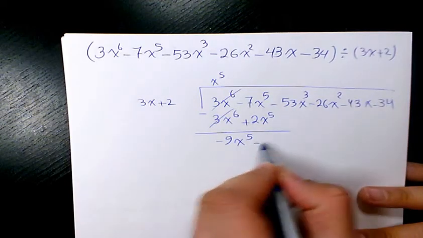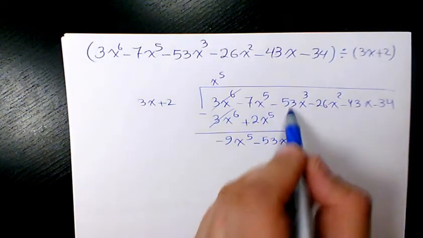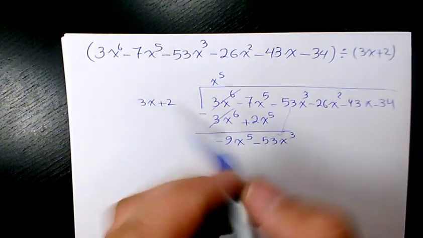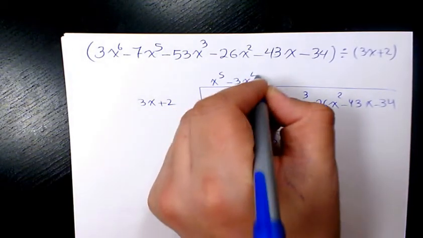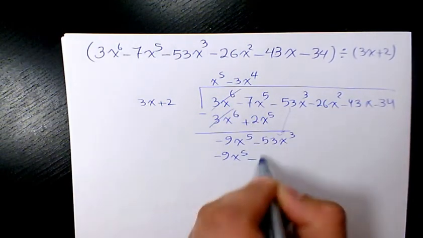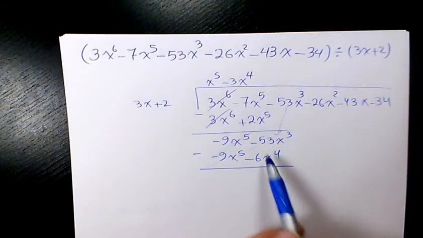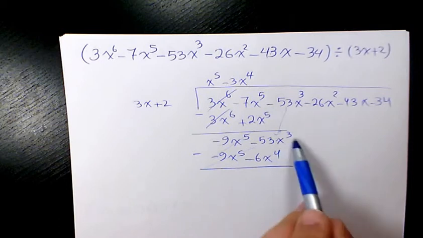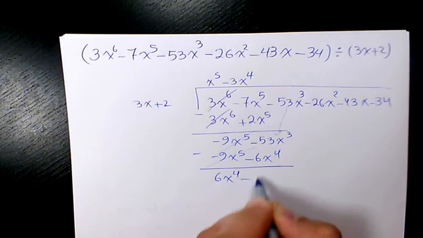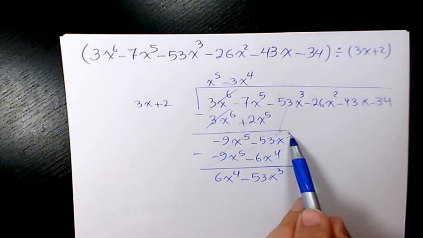We need to bring the next number down again because we have two terms here. We need to always have two terms in here. So negative 9x to the power of 5 divided by 3x will be negative 3x to the power of 4. When you multiply it, it's going to be negative 9x to the power of 5 minus 6x to the power of 4. When you subtract it, these two cancel out. And here, this one is x to the power of 4, this one is x to the power of 3. That's going to be positive, so we write it first. Why did I write it first? Because this is x to the power of 4, and this one is x to the power of 3.